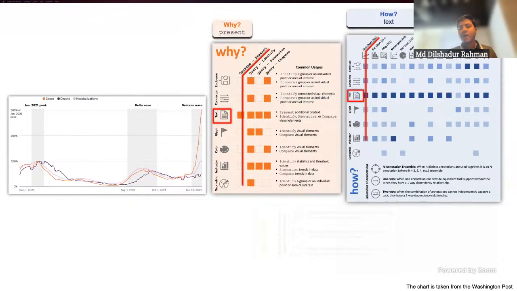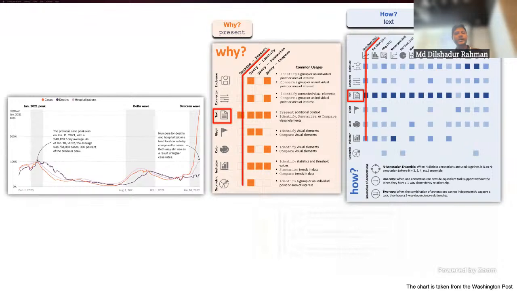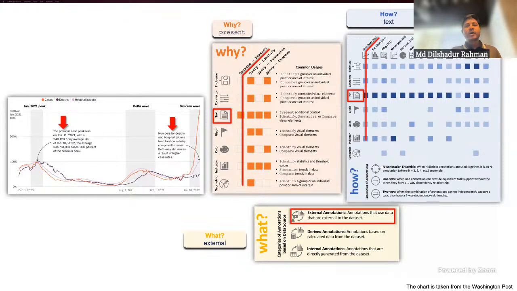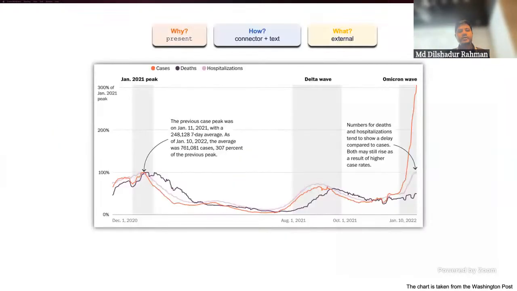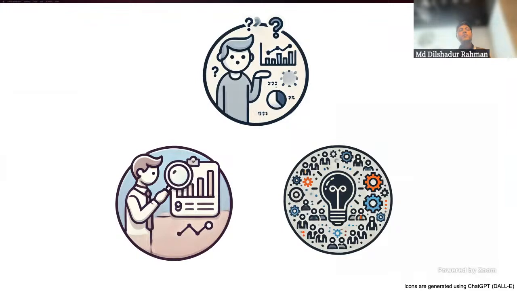And then now let's apply the annotations on the chart. Since these descriptions that we have just added also come from outside sources, probably further external analysis by the designer, they are external annotations. Now we have the fully annotated chart here. And this is how our design space can be used to annotate a chart in a structured way. Now, before I wrap up, I will quickly go over what we talked about today.